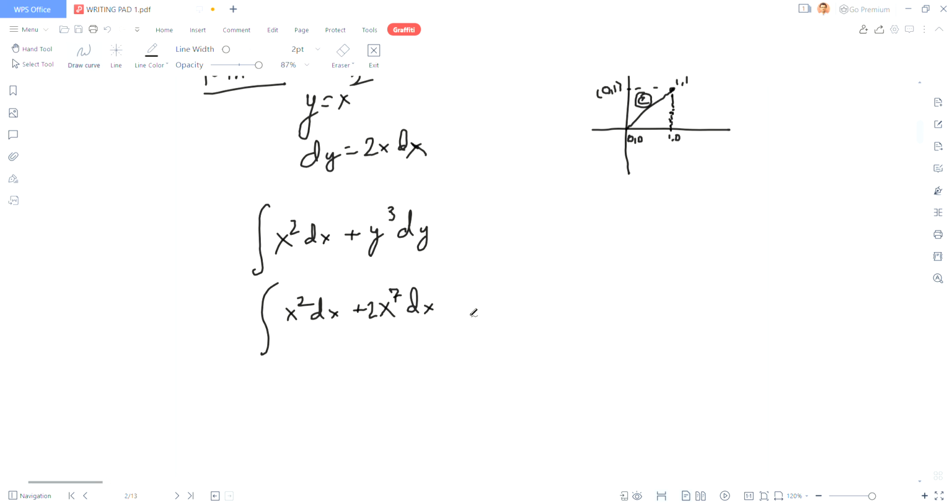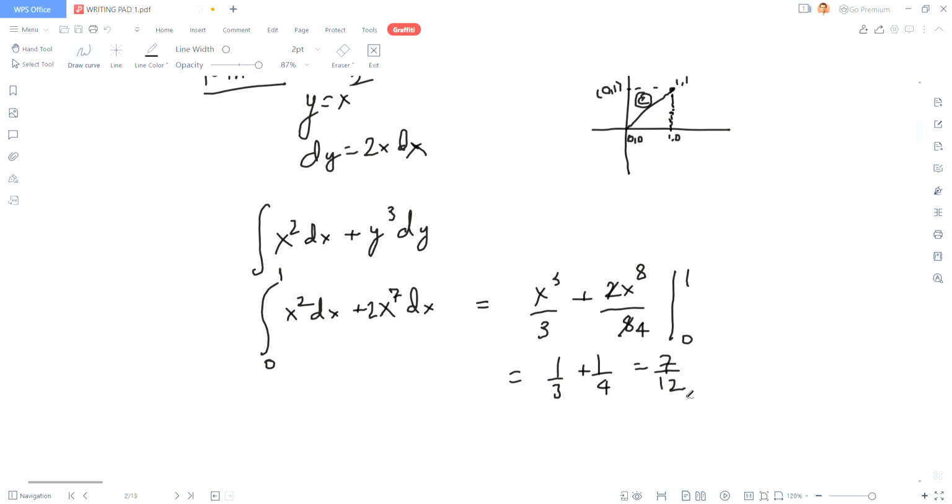Now if we integrate this from 0 to 1, because our x changes from 0 to 1, we will have x to the power 3 by 3 plus 2x to the power 8 by 8, again from 0 to 1. This will turn out to be 1 by 3 plus 1 by 4, which is equal to 7 by 12.